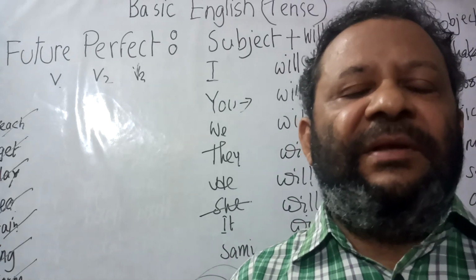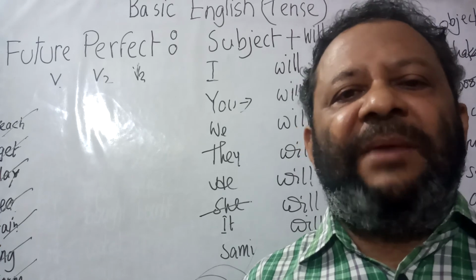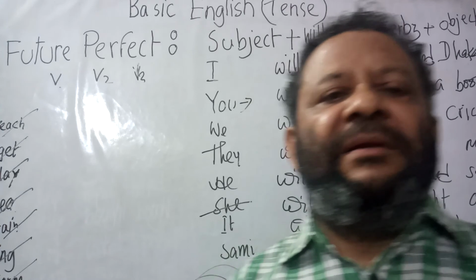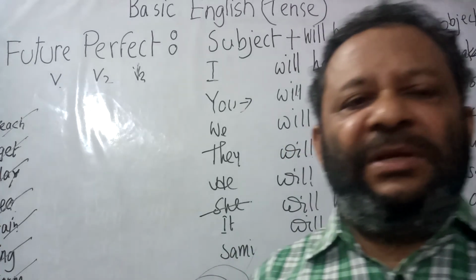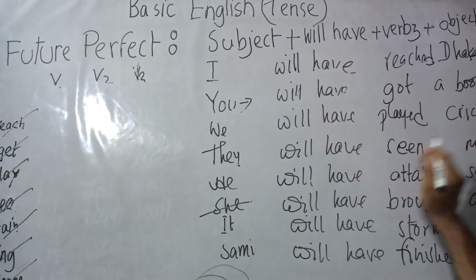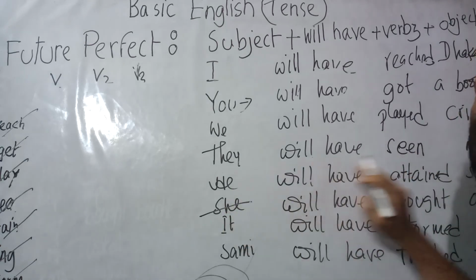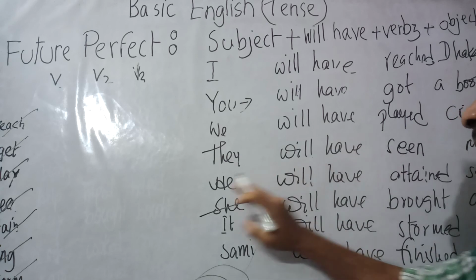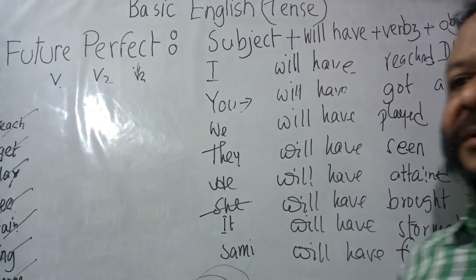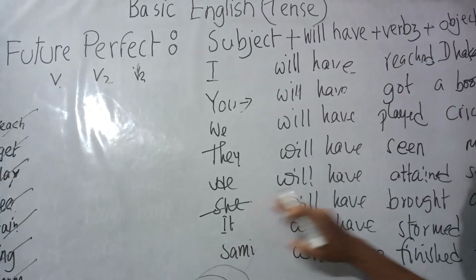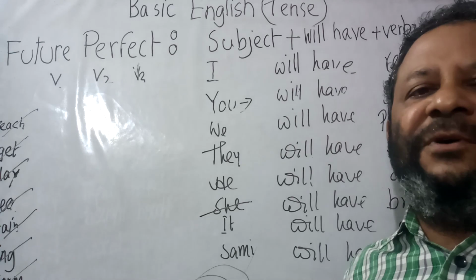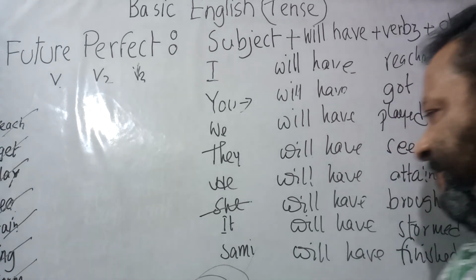We is actually the subject and the verb form is go. So here it is clear that simple present form has been used. That is, they will have seen me before I go. He will have attained success before we die. She will have brought a cow before we demand.